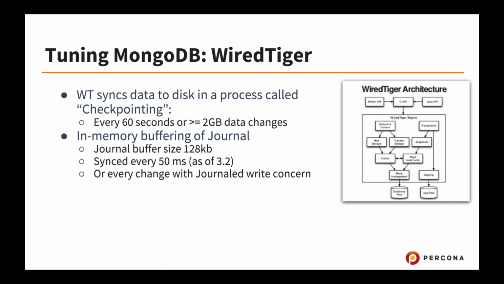So WiredTiger is a more advanced engine that came in the 3.0 server days. And it checkpoints every 60 seconds or 2 gigs of data changes. And with its journal, I'll just state again before I continue, you should always have your journal enabled so that you don't have the 60-second risk unless you are comfortable with that. The in-memory buffer of the journal in WiredTiger is synced every 50 milliseconds or every change if you're using journal write concern. So that's a bit more consistent than MMAP.